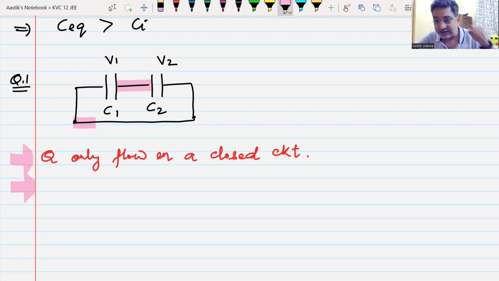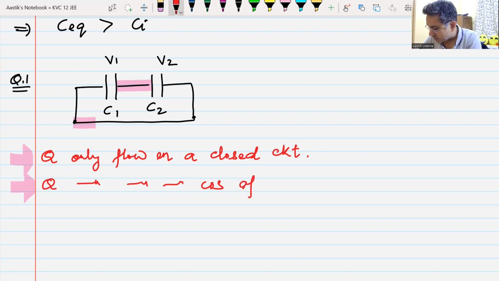The second condition is there must be what? Potential difference. Charges only flow because of PD, potential difference. There must be a potential difference in the circuit. If there is no potential difference in the circuit, nothing happens. Forget about anything happening. Now the question is, who is going to create this potential difference? Battery. That is the function of a battery or a cell.